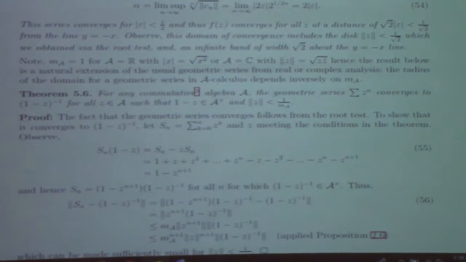So you're saying I don't need to make that step? Yeah, I mean, you're saying I can prove that 1 minus z inverse exists on the basis of this condition. Yeah, you can prove it from that condition. I see. I'll have to think about that.